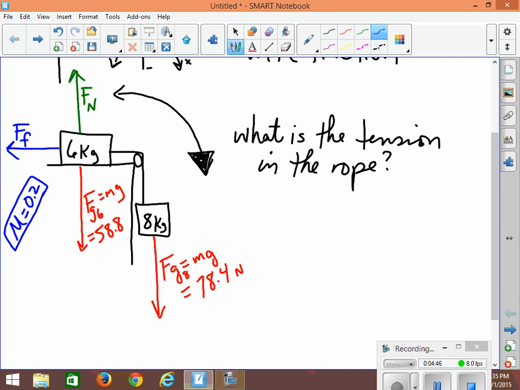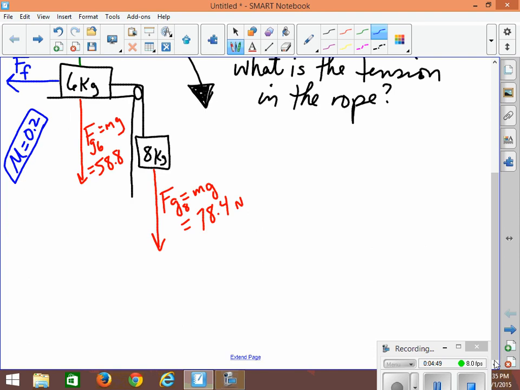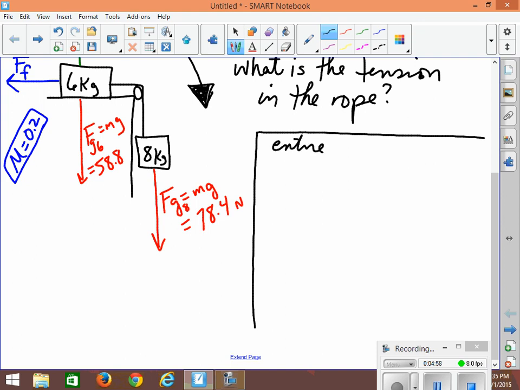So the first thing I did in the last video was to look at the entire system as a whole. So let's do that right here. Let's consider the entire system. Remember, these blocks are attached by strings, which means they all move together. So if we can figure out the acceleration of the whole system, that acceleration has to be true for every single part of the system, each block within it. So we start by looking at the entire system.